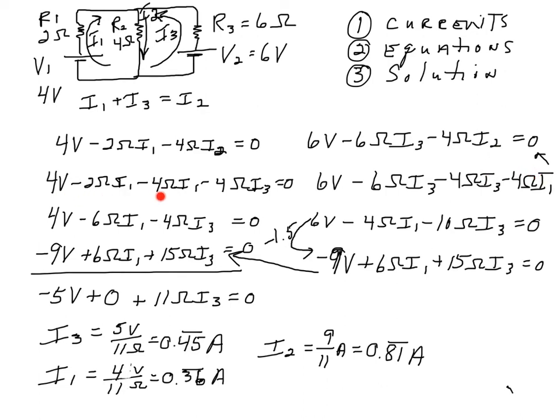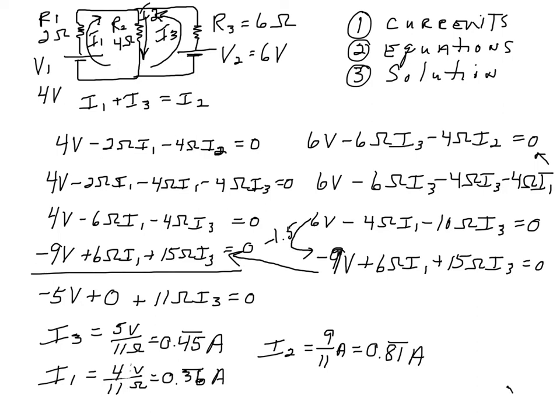Then in this equation I have 2 terms in I1, so I combine them, 2 ohms and 4 ohms, 6 ohms I1, 4 ohms I3, and the 4 volts. So this is my new equation where I've eliminated I2, and I do the same thing over here, combining these 2 similar terms for I3, and I get 6 volts, bringing this over here to put it in the right numerical order. 4 ohms I1 and negative 10 ohms I3 equals 0.